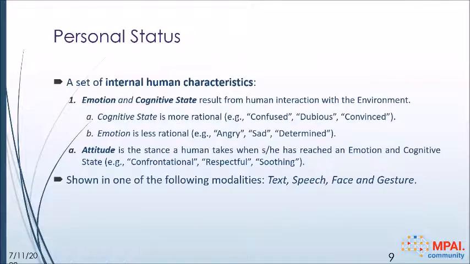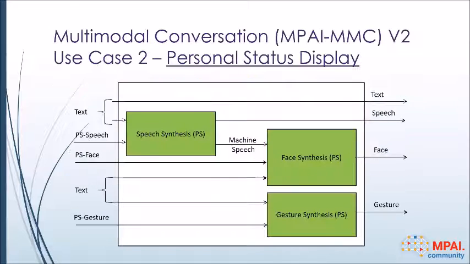for proposals. What is personal status? It is three characteristics: emotion, cognitive state, and attitude. Emotion, well, I suppose you know. Cognitive state is more rational. It is your cognitive status after having interacted with a person or with the outside world, and the attitude is your stance vis-a-vis the world in the future.